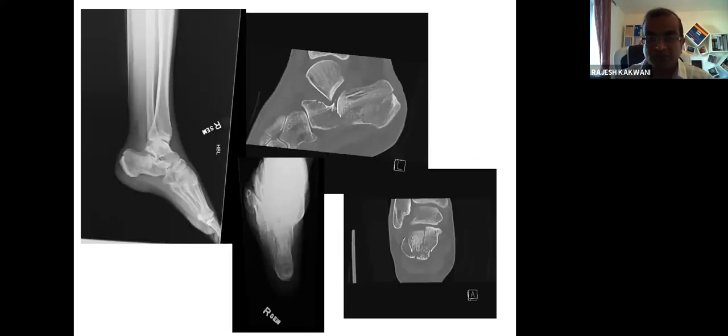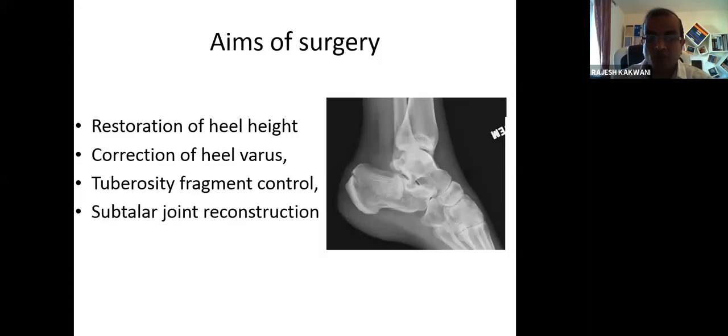Now, if we come to this scenario where we've got a young cooperative patient with the joint depression and with the soft tissues permeable for operative intervention, how would we approach it? Now, whenever we do decide to have an operation for a calcaneal fracture, what do we need to achieve? We need to restore the mechanics, that is the length, alignment, rotation, which in calcaneal fracture cases would be to restore the calcaneal height, the calcaneal varus, get the tuberosity fragment controlled, and restore the articular surface of the subtalar joint.